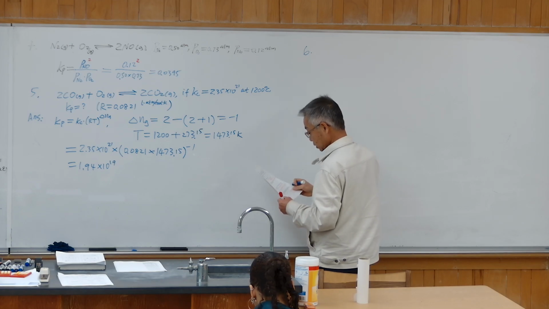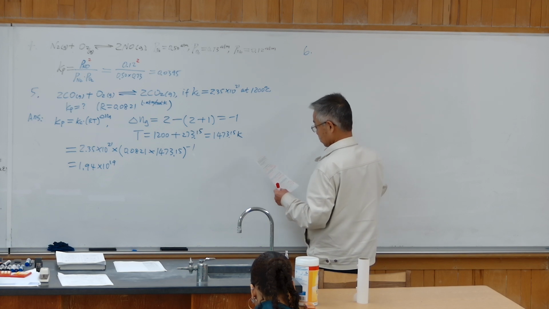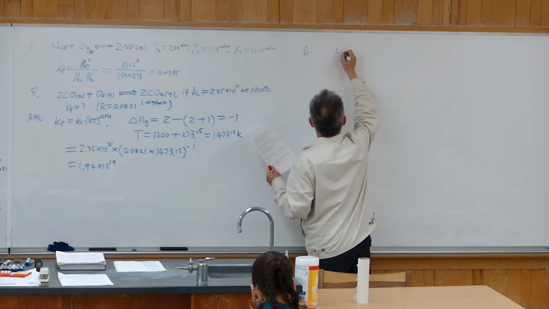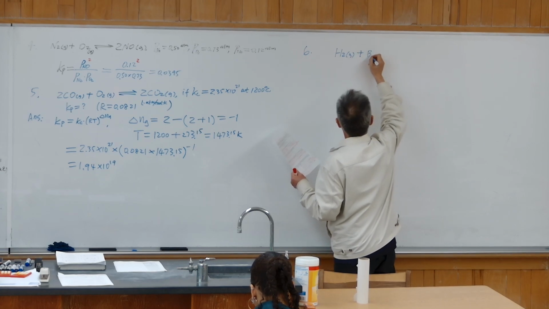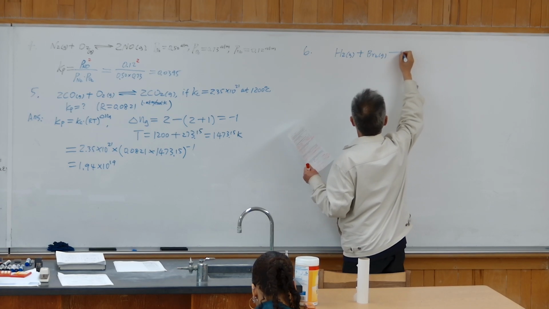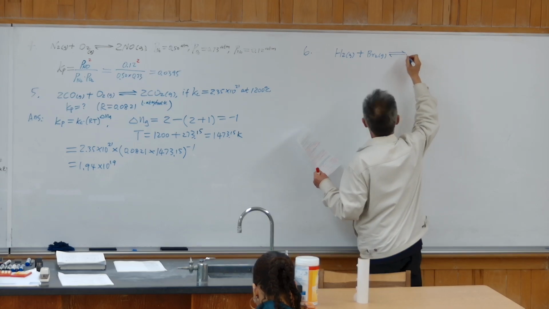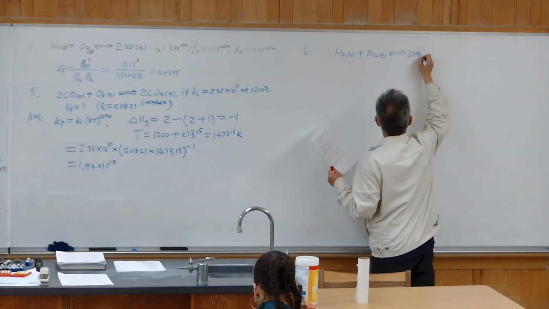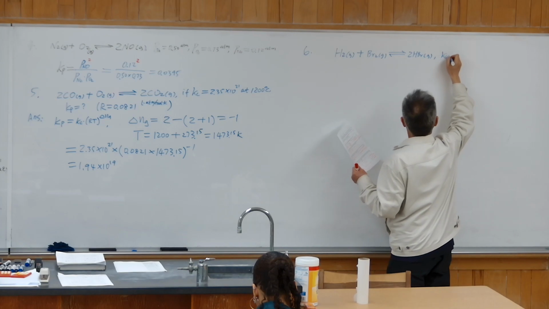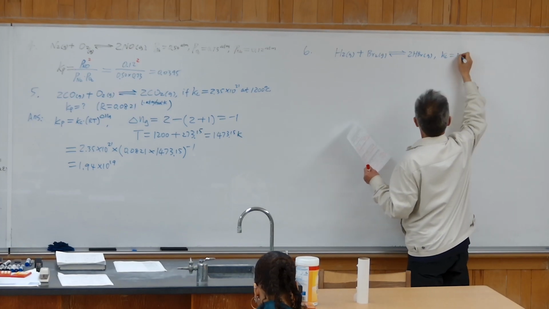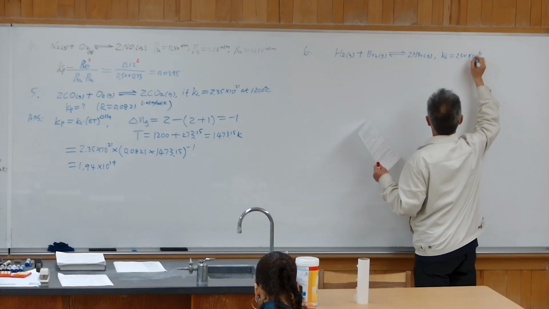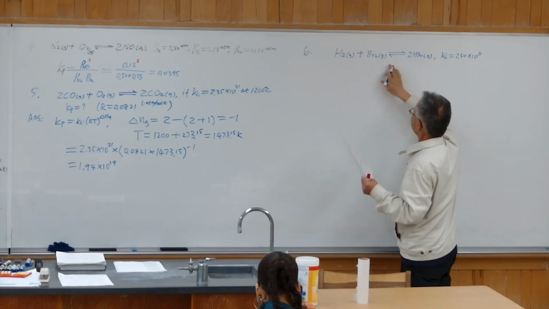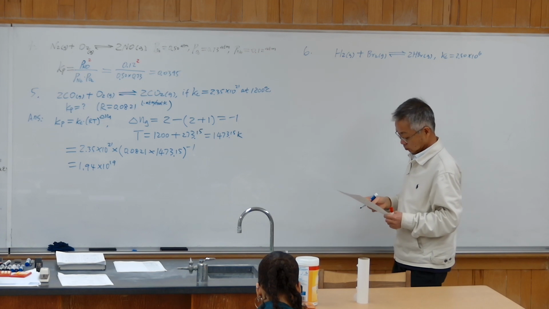Equilibrium constant Kc is 2.5 times 10 to the 6th power for this reaction: H2 reactant plus Br2 produce 2 HBr. This is a gas reaction.